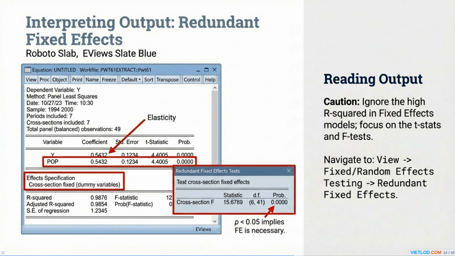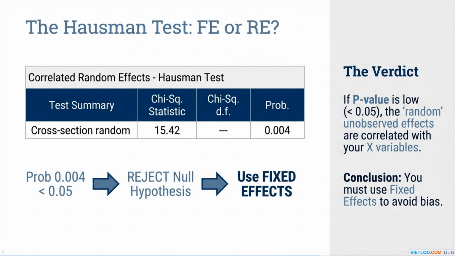When interpreting the output of a fixed effects model, it's important to be cautious with the R-squared value, as it is often artificially high. Instead, focus on the t-statistics and F-tests to assess the significance of your variables and the overall model. To test if fixed effects are necessary, navigate to View, Fixed/Random Effects Testing, Redundant Fixed Effects. In the example shown, the p-value is 0.000, which is less than 0.05. This implies that fixed effects are necessary and should be included in the model.